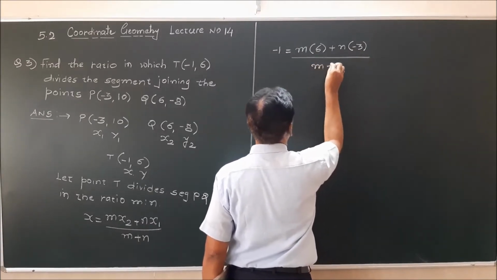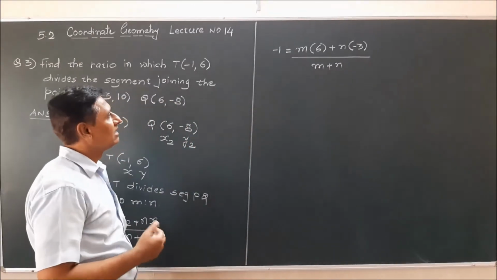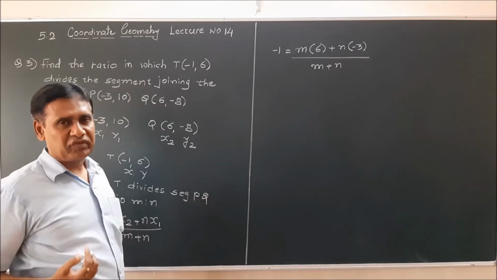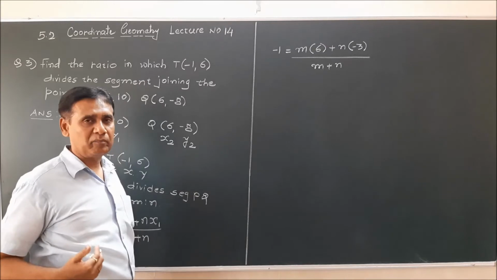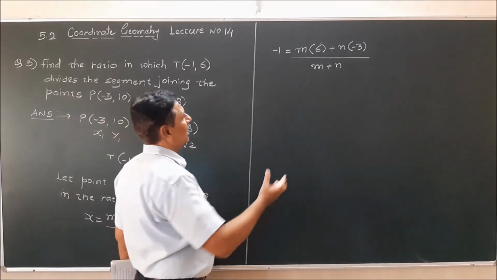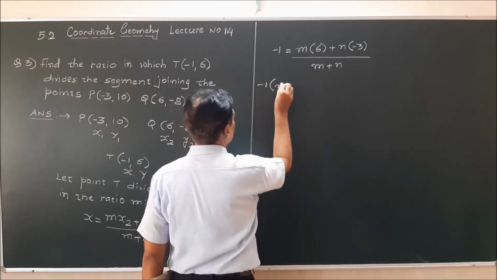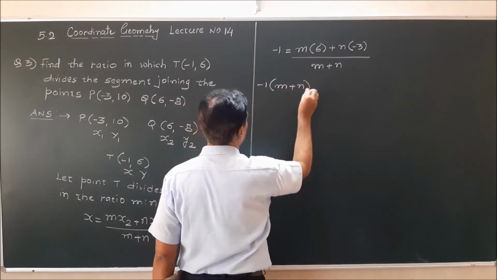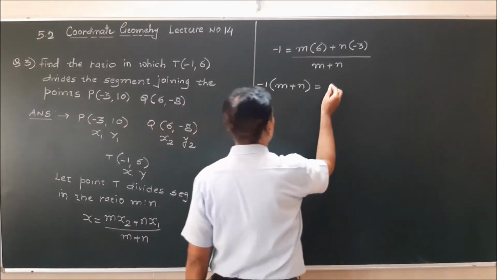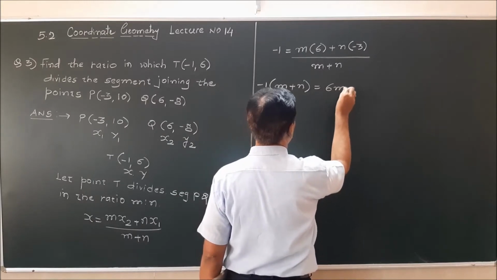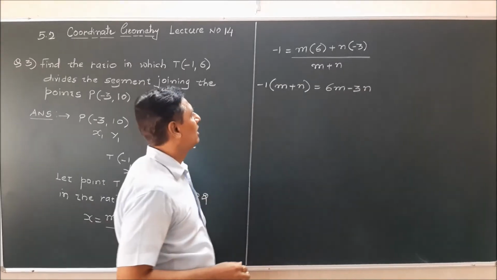Naturally we don't know the value of m and n, so I simply write it as m plus n. In this case we have to find out the value of the ratio, that is m upon n. So I transfer this m plus n to this side. So -1 into (m + n) is equal to 6 into m, that is 6m, minus 3 into n, that is minus 3n.